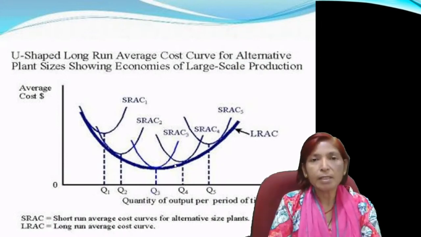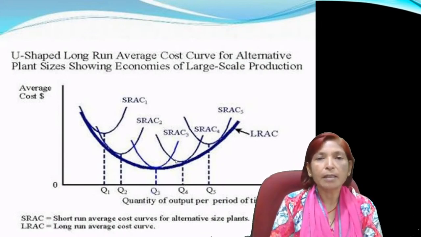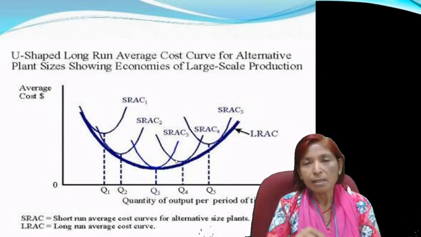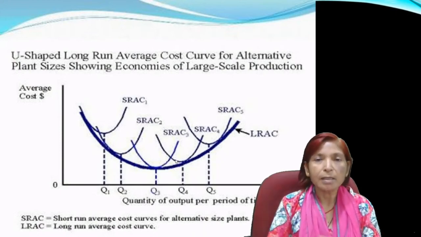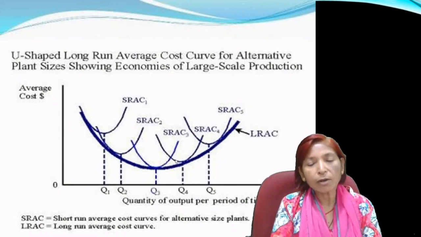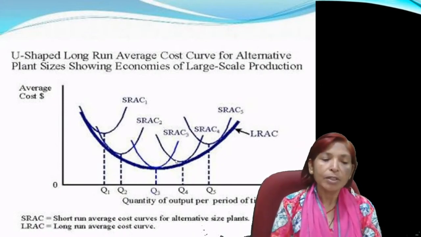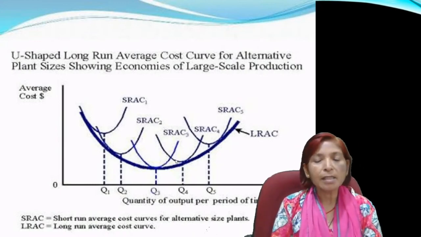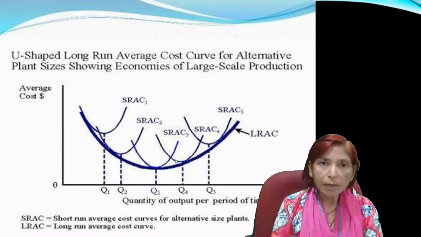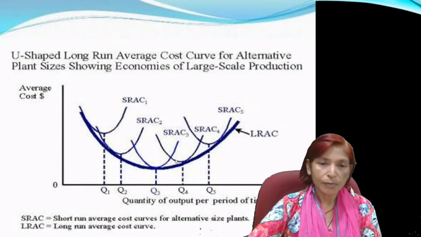If we take 5 business plants of any industry or any business enterprise, then we will draw SRAC1, SRAC2, SRAC3, SRAC4 and SRAC5. And if we take the tangent points of all these curves, then we can derive the long run average cost curve. So LRAC is an envelope curve or planning curve, and we can derive the LRAC curve with the help of short run average cost curves.